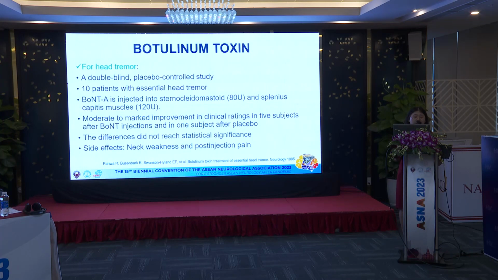For head tremor, a double-blind placebo-controlled study was conducted to evaluate the efficacy of botulinum toxin in 10 patients with essential head tremor. Botulinum toxin is injected into the sternocleidomastoid and splenius capitis muscles. There was moderate to marked improvement in clinical rating in 5 subjects after botulinum toxin injection and in 1 subject after placebo, but the difference was not statistically significant, and side effects were mild and transient, including neck weakness and post-injection pain.